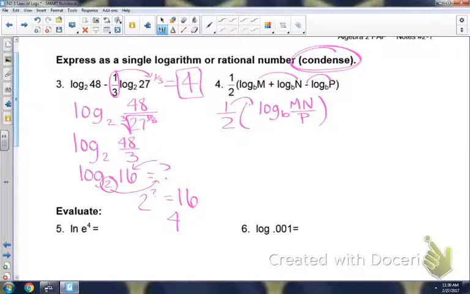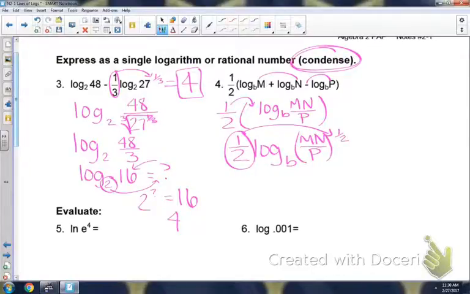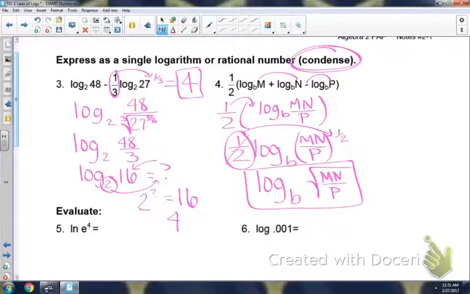Now, I'm going to distribute that. And we're doing the opposite of what we were doing on the front. So that coefficient I'm going to make as an exponent to all of that. So now that's log base b. Anything to the 1/2 power means square root, so I want you to put mn over p under that radical. Since we have variables, we will leave it in that form, so we can't actually evaluate it there.